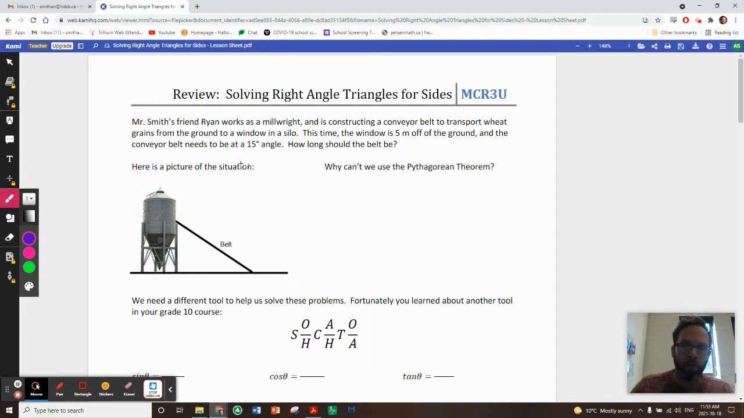A little motivation problem. My friend Ryan, actually my brother-in-law, is a millwright, and an overly simplified part of his job is to essentially construct machinery equipment for grain mills around Ontario, and his company is responsible for installing things like conveyor belts into grain chutes. So we have a problem like that here. He is installing a conveyor belt to a window that is about 5 meters off the ground.